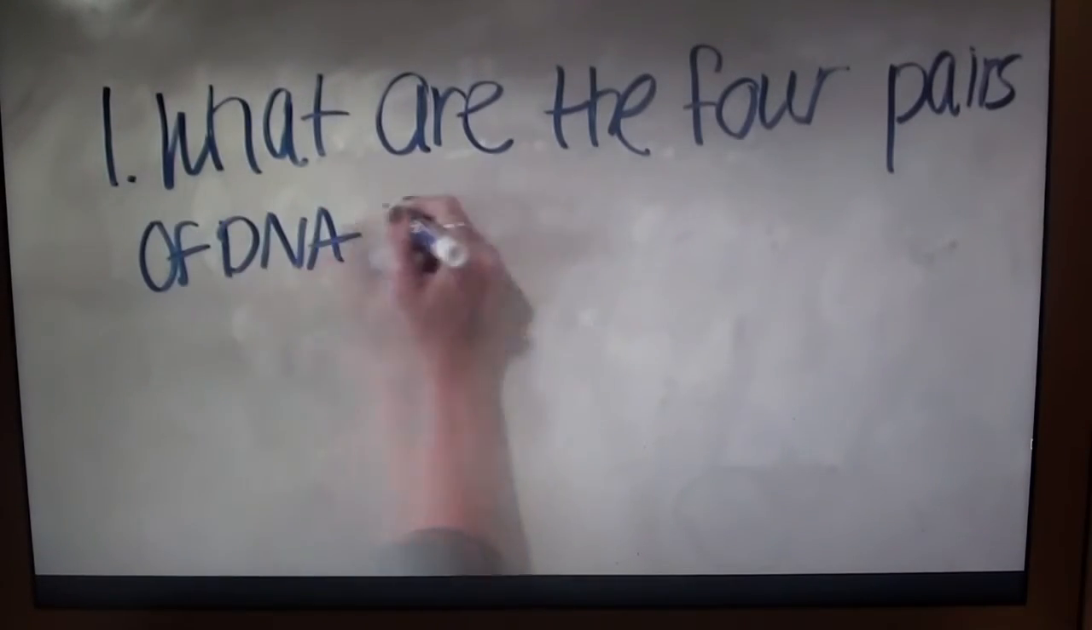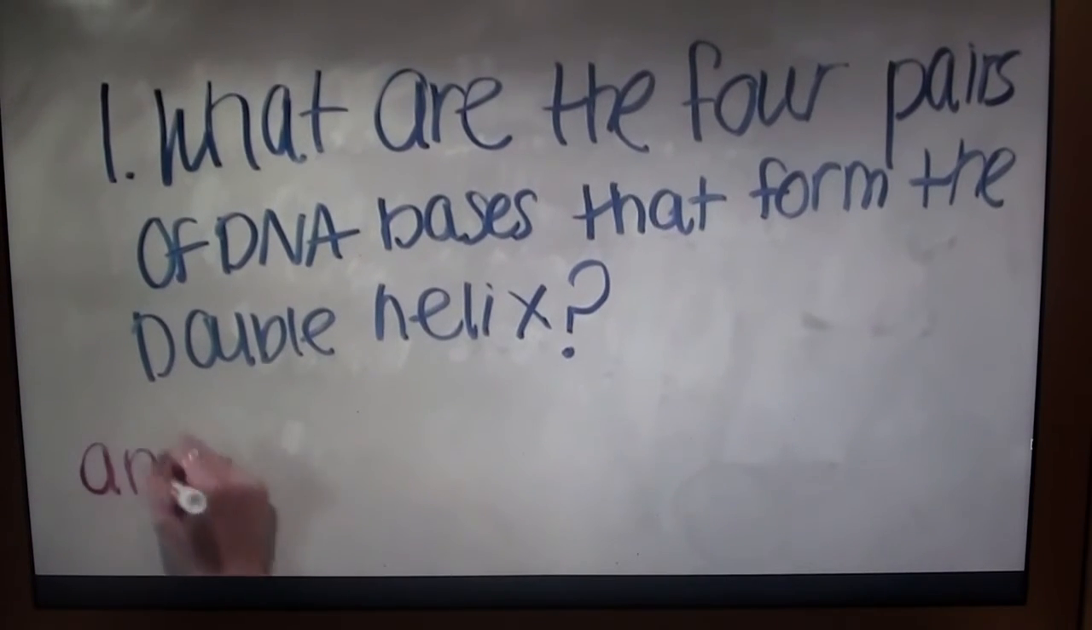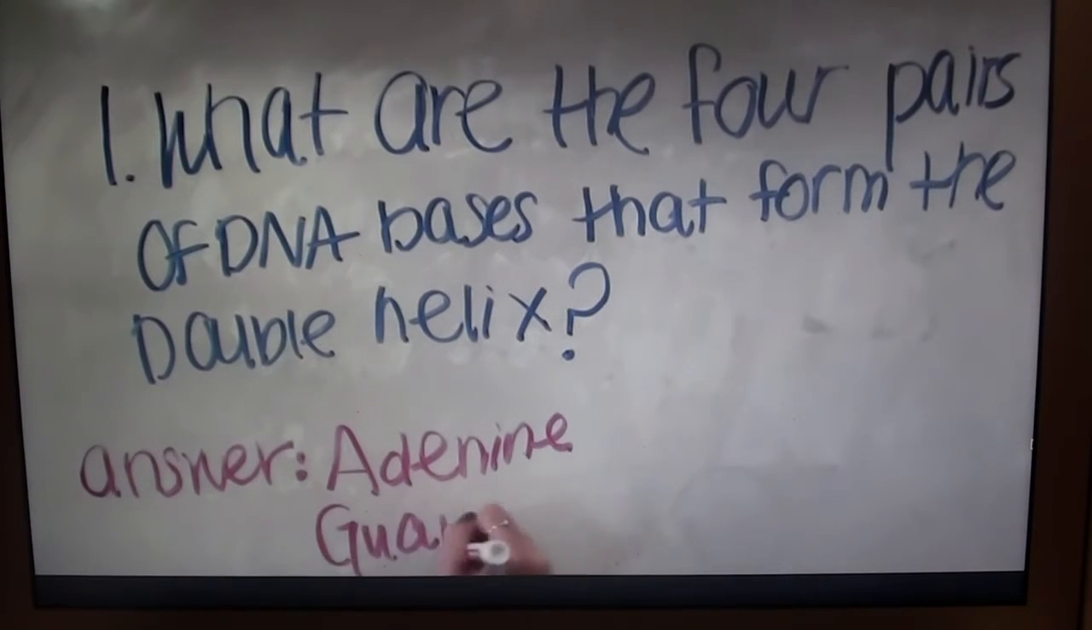Number 1. What are the four pairs of DNA bases that form the double helix? Adenine, guanine, cytosine, and thymine.